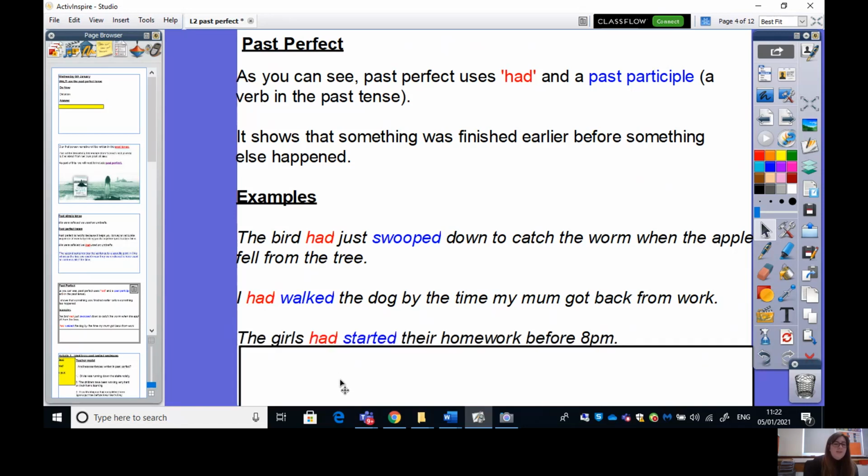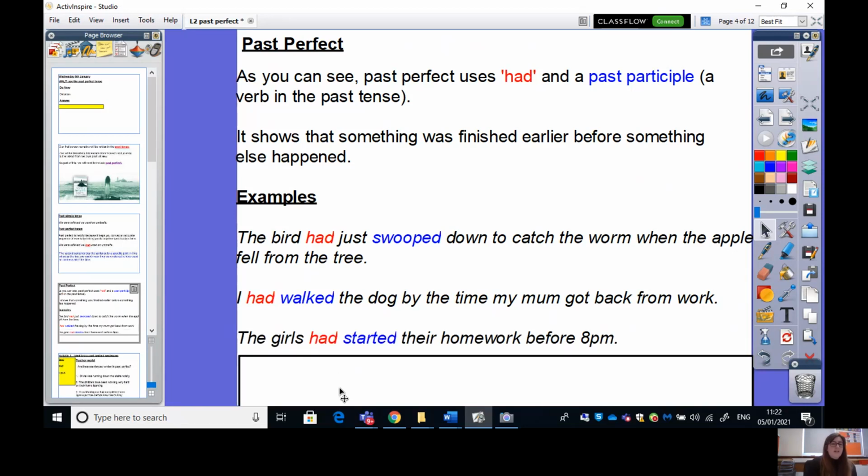And then the third example, the girls had started their homework before 8 p.m. So again, all of these things have happened in the past, and there was an earlier event that finished before that too. So you wouldn't use this all of the time. Not everything has to be written in past perfect tense, and it would seem a little bit off in your writing if you were to use that. Just use it appropriately and selectively. But as I said on Monday, that will be our focus.